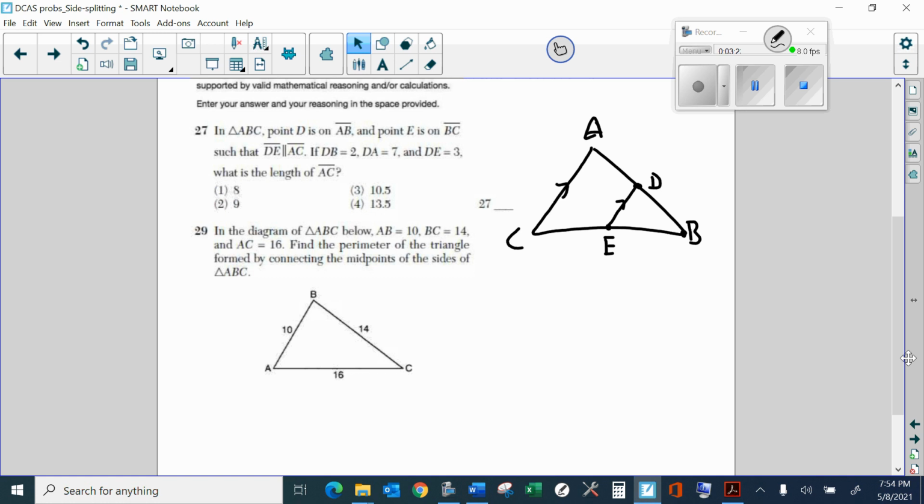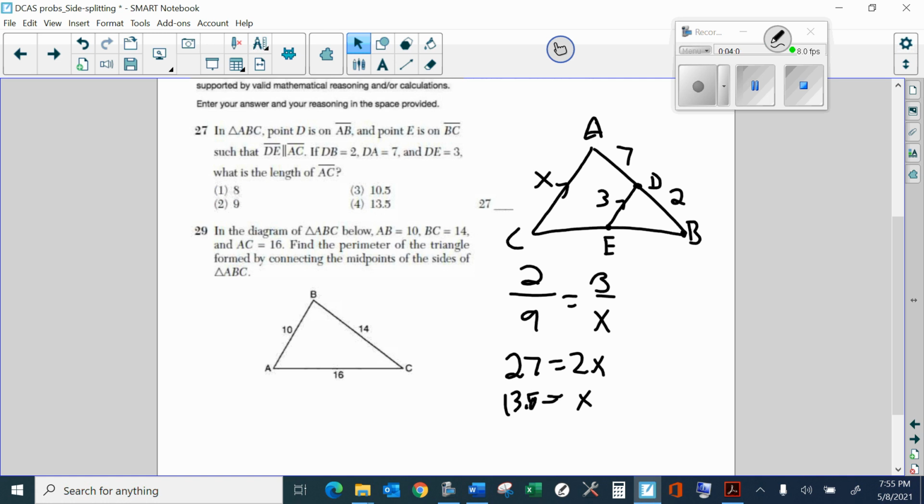If DB is 2, DA is 7, DE is 3. What's the length of AC? So it's like the common one we just did before. Because again, this is the most missed one because you have to use full side lengths. So again, I'm going 2 to 9. That's the full side lengths there, equals 3 to X. Okay, I can either go 2 times 1.5 is 3, and 9 times 1.5 is 13.5, or I can just cross multiply and get 13.5 that way. Okay, so the answer is 13.5.